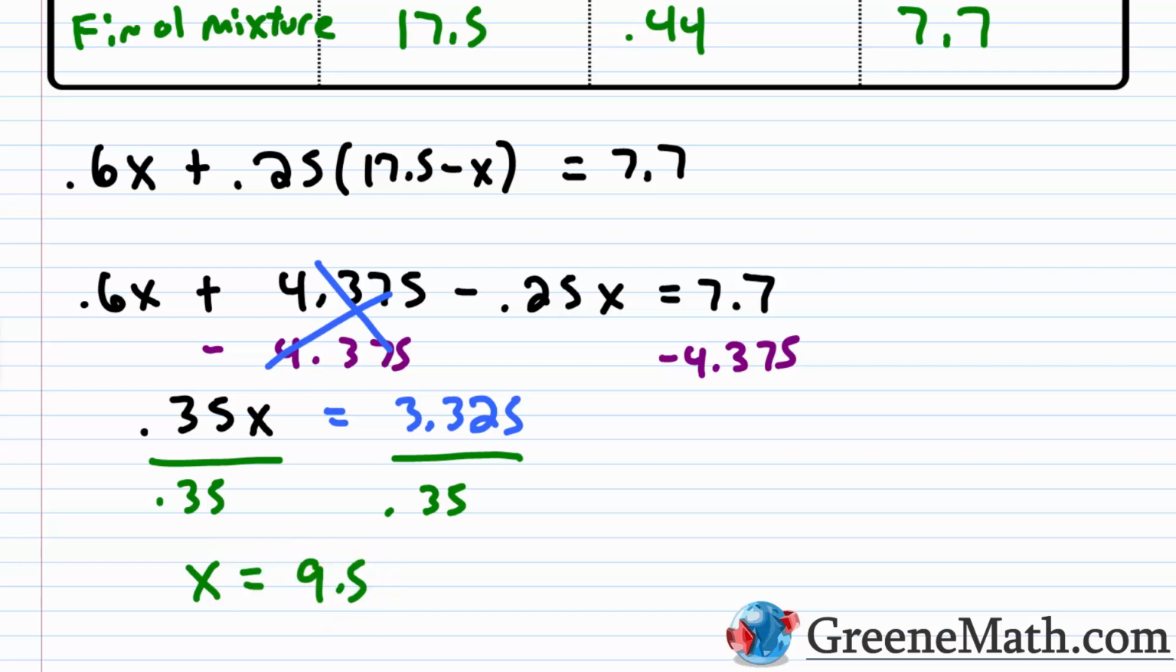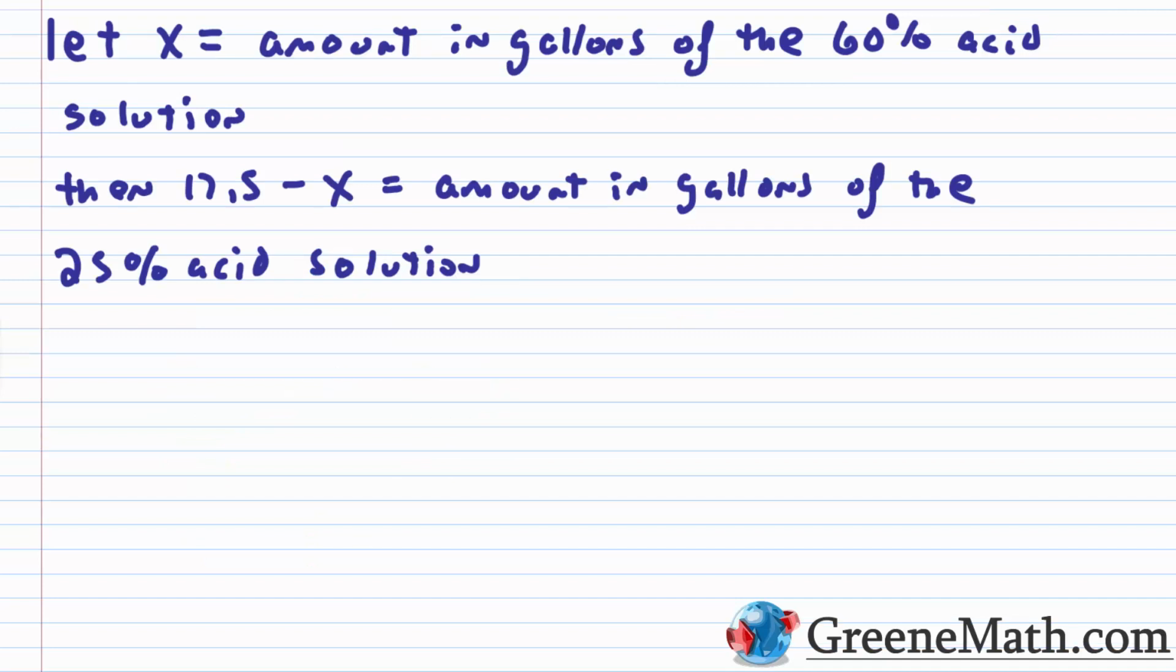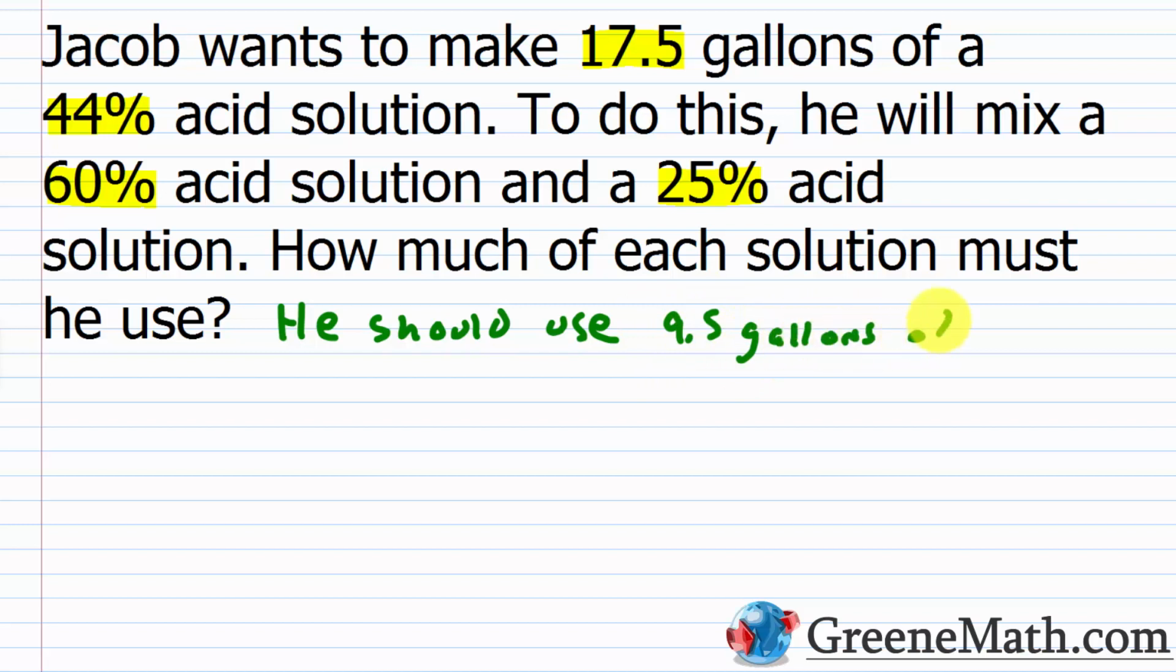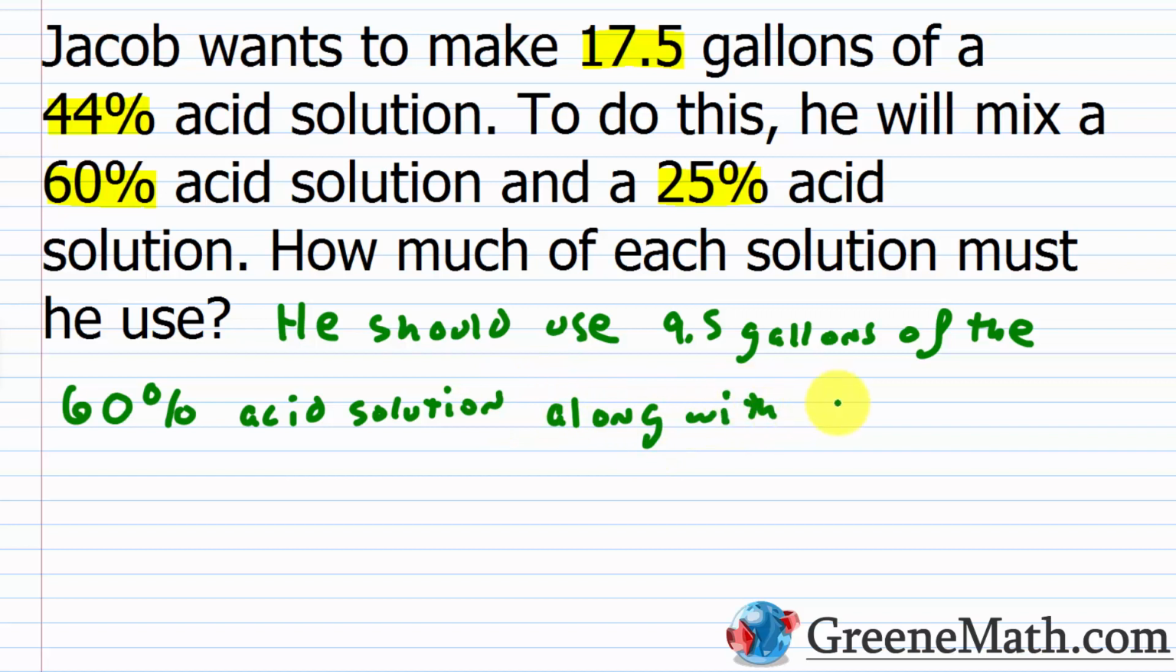Okay, so let's go back up. We said that x was the amount in gallons of the 60% acid solution, so this is going to be 9.5. And then 17.5 minus 9.5 is going to give me 8. So there's 8 gallons of the 25% acid that's used. Let's go back up, and to answer this, we'll say he should use 9.5 gallons of the 60% acid solution, along with 8 gallons of the 25% acid solution.